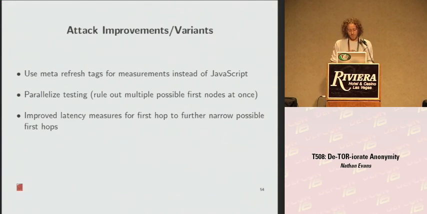Also, if we could get better latency measurements of the first node in the path, we'd be able to greatly reduce the number of possible routers that we start with. So now we're starting out with all 1,000 plus or however many routers there are. If we were able to narrow that down, that would make our attack a lot more effective, because then we don't have to go through all 1,000.